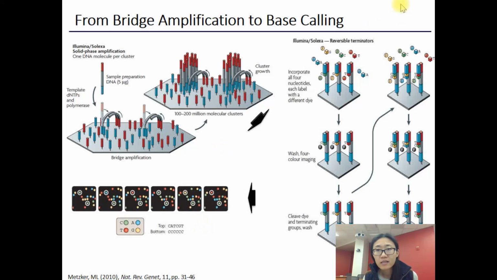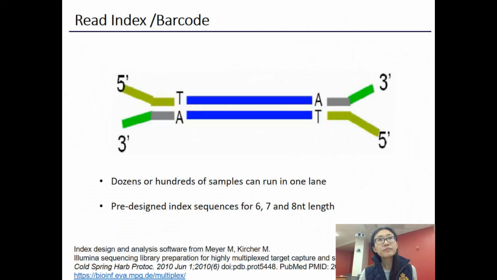So talking about the index, what is index? Remember the adapter 1 and the adapter 2 in the sample preparation step. For one adapter or both adapters, we can add a specific sequence, the orange color. This particular sequence is called index, or some people call it barcode. And reads with the same index usually belong to the same sample.